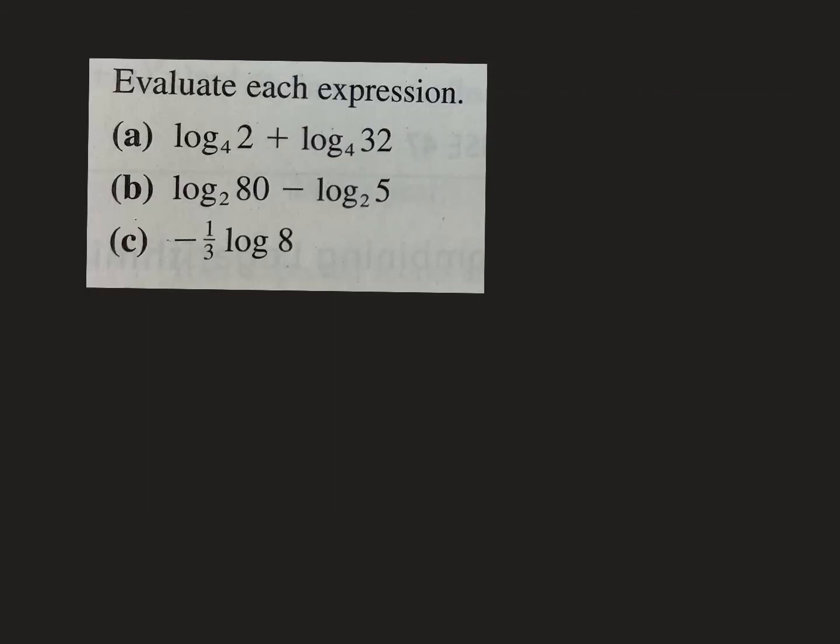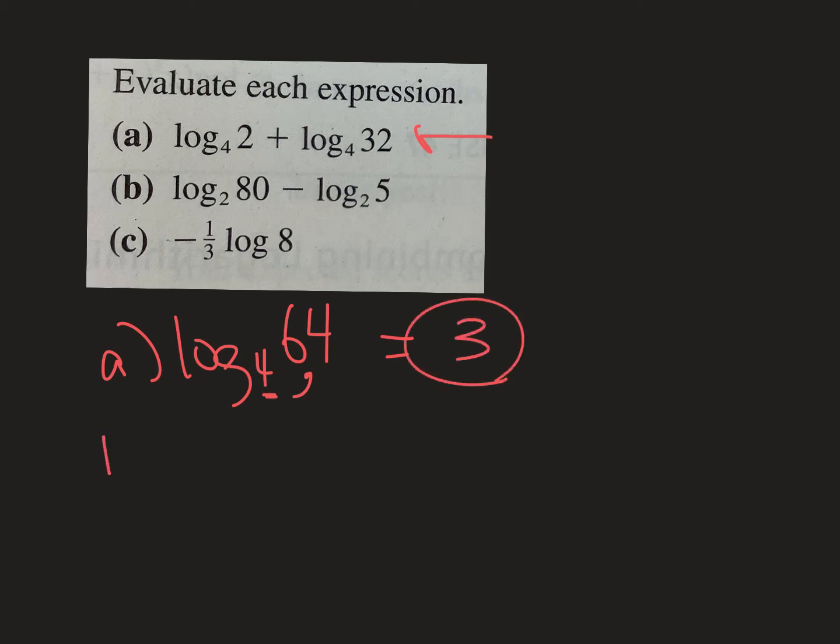All right, evaluate these things. The first one says log base 4 of 2 plus log base 4 of 32. Now, we just learned if there's addition, that means you really multiply. So I'm going to do 2 times 32, which is 64. Now I'm trying to think, okay, 4 to what power is 64? 3. That's evaluating.